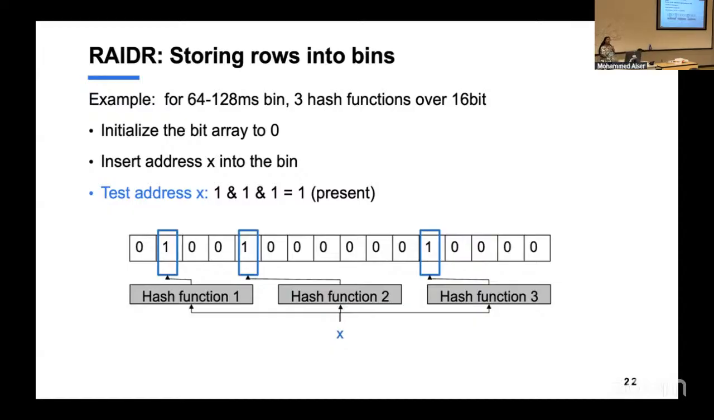If any of them are zeros, then the Bloom filter will say this row is not available in the bin at all. We need to insert it and turn those bits from zeros to 1. Here in this example, the hash functions gave 1 1 1, so the Bloom filter says the row address X is already available in the bin.